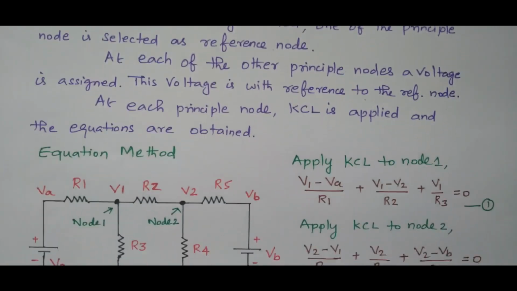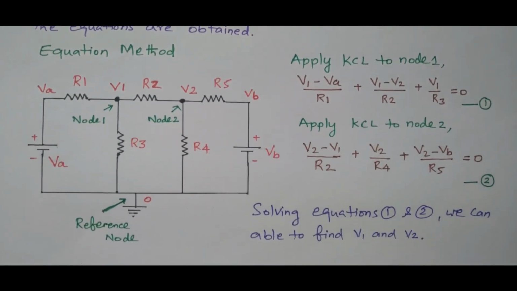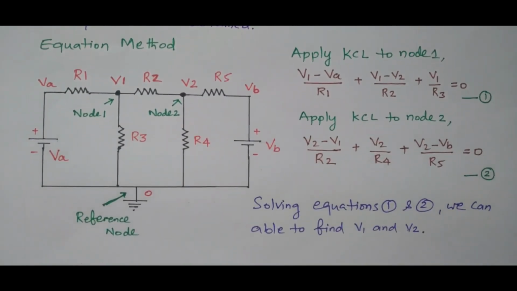Now consider this diagram. We have one network available. The two voltage sources available are VA and VB. Here the resistors available are R1, R2, R3, R4 and R5.